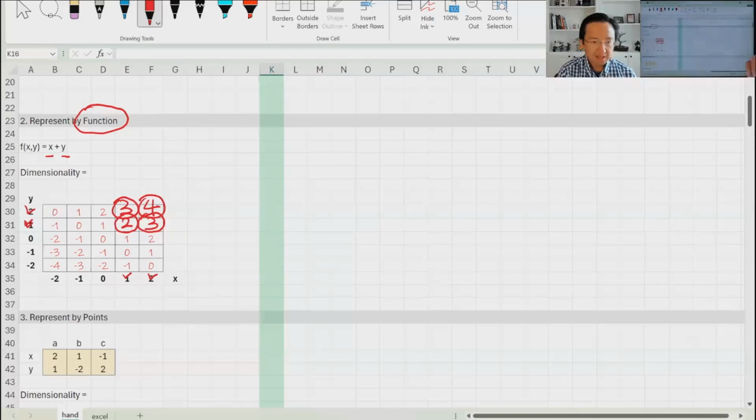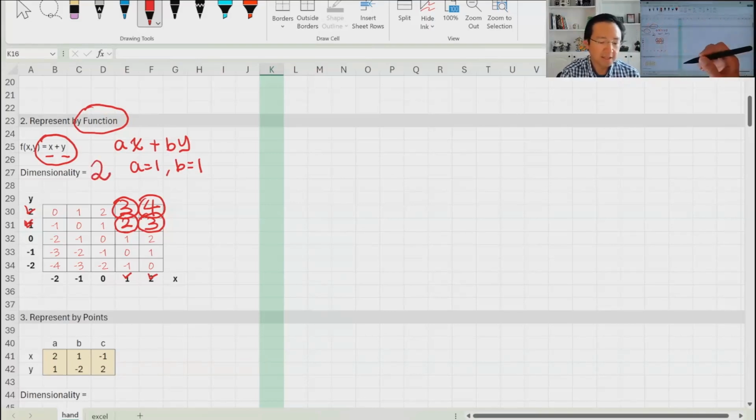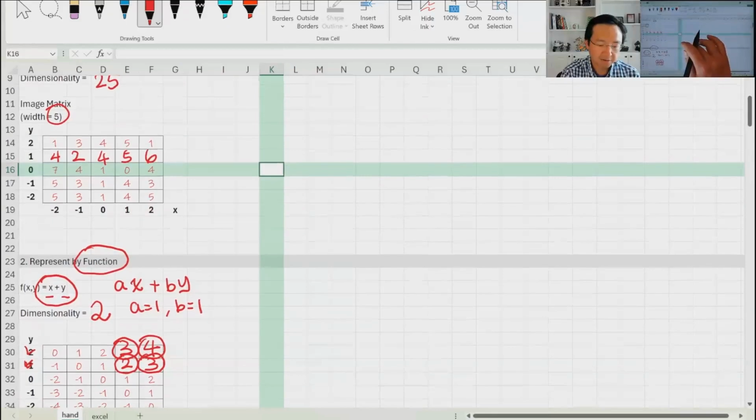Again, going back to the same question, let's analyze the dimensionality of this representation. How many dimensions? If we define this image as a function, it could be rewritten as a times x plus b times y. In fact, the coefficients are just a equals 1 and b equals 1. So we use only 2 values to represent this function, and the dimensionality is 2. You can see that we can go from 25 to 2.